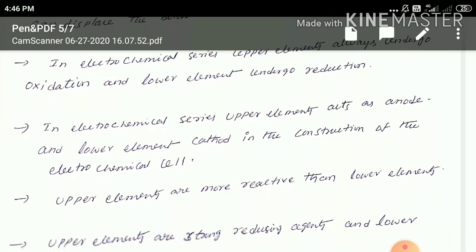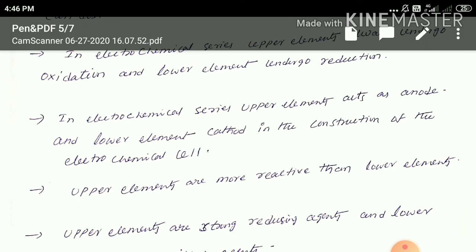Next one is, in the electrochemical series, upper elements act as an anode and lower elements act as a cathode in the construction of an electrochemical cell. Whenever you have to construct an electrochemical cell, you should always take the upper element as the anode and the lower element as the cathode. For example, in the case of the Daniel cell, zinc I have taken as an anode and copper I have taken as a cathode. In the electrochemical series, zinc is present on the upper side and copper is present on the lower side.